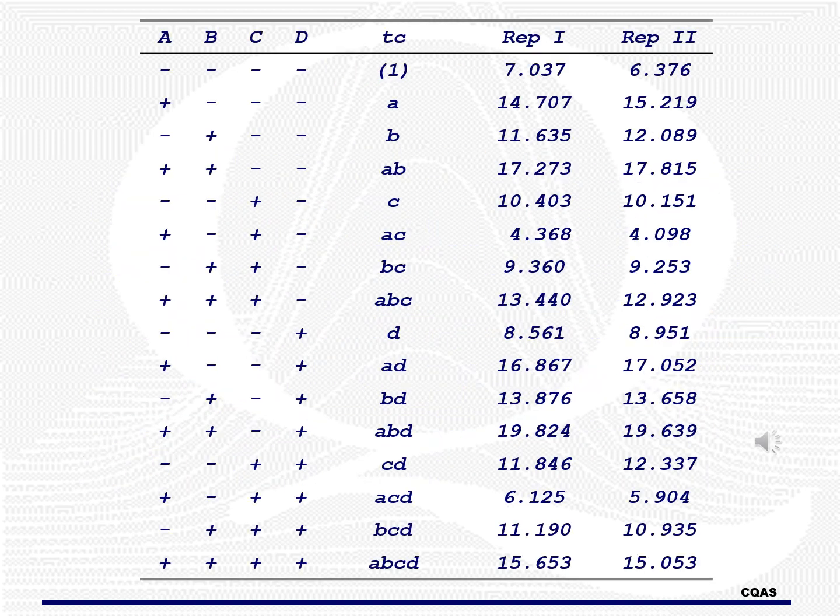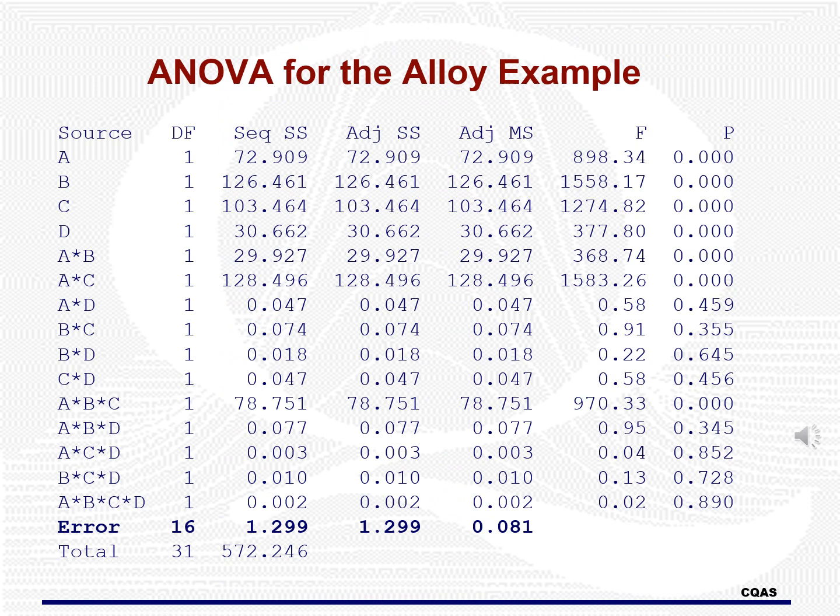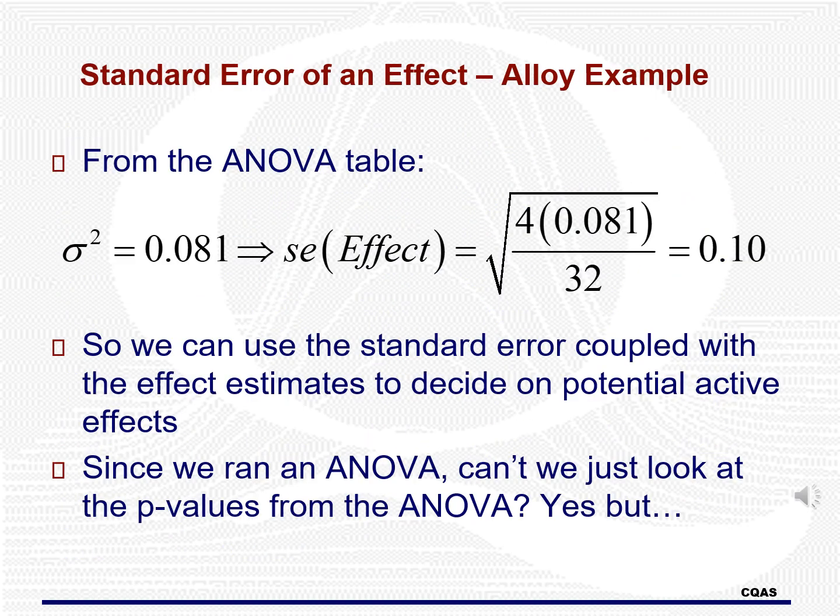Here is the design with the response at each treatment combination for both replicates. Notice that the design is in standard order. Here are the estimates of the effects. What effects would you deem large? Remember that large is in terms of absolute value. Let's calculate the standard error. The mean square error can be taken from the ANOVA table. For this experiment it is 0.8. This allows us to find the standard error of an effect, which is 0.10. Now, coupled with the standard error, we could arbitrarily decide which effects seem active.